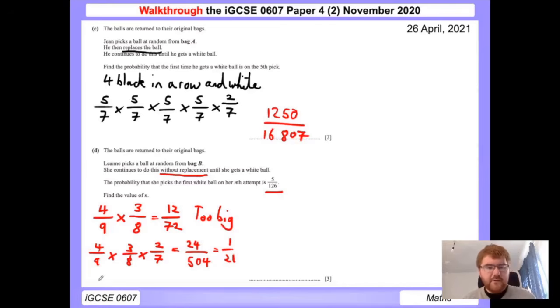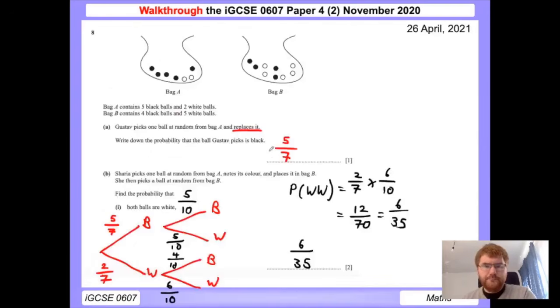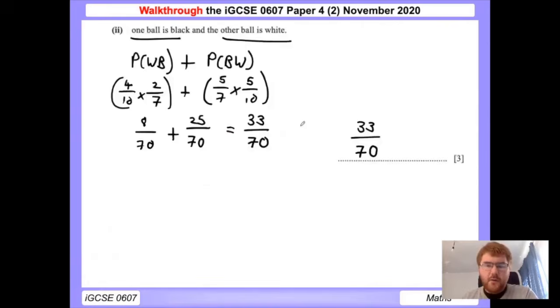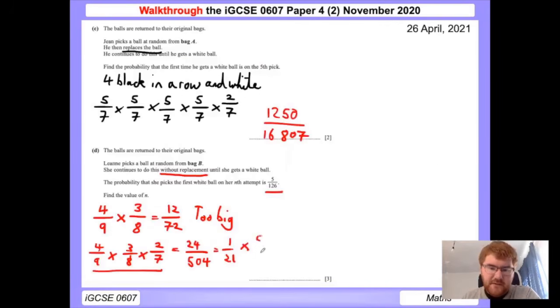white ball. So say we've got 3 black in a row, we would then need to times by the probability of getting a white ball at this point. So at this point, we've then got 6 balls in the bag, and 1, 2, 3, 4, 5 of them are white. So if we do 1/21 times 5/6, that does give us the fraction that we want, 5 over 126. So the way this works is it'll be 3 black balls, then there's 1 white ball. So it'll be the 4th attempt, so n is equal to 4, where this actually occurs.